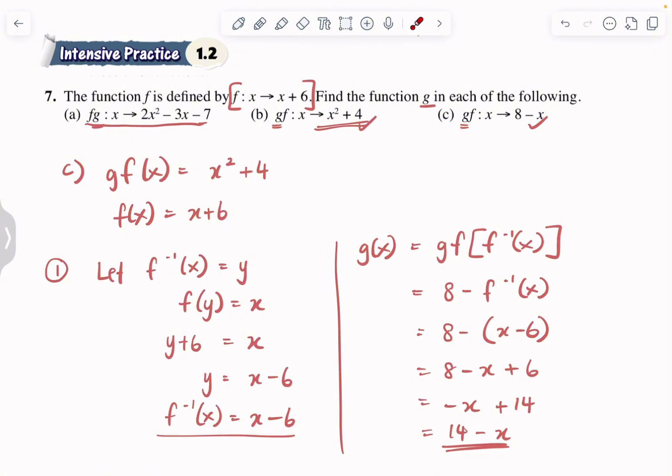Okay, so you have to remember, if you want to find the outside function, you need to find the inverse first. You have to sub the inverse into here to cancel the f. Inside function is easier. Inside function you just do like question (a). Outside one is a bit tedious. You need to find f inverse first, then only you sub in.